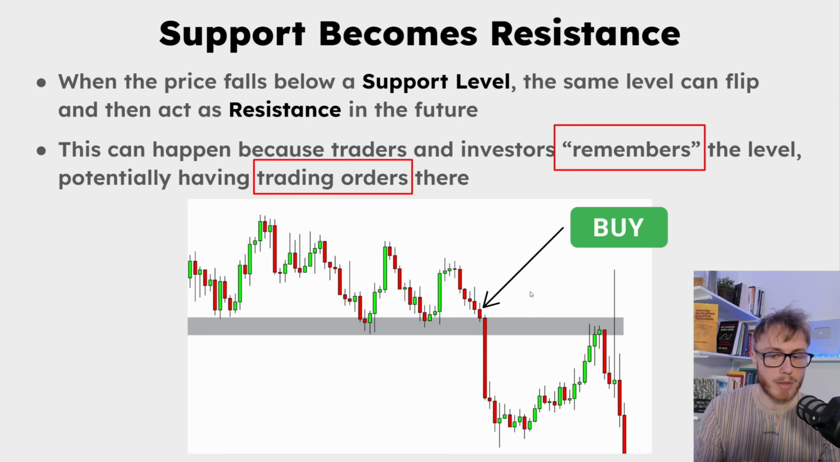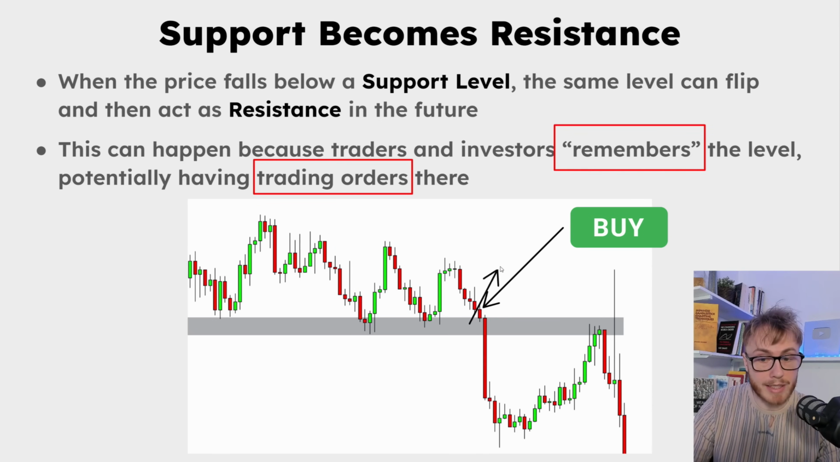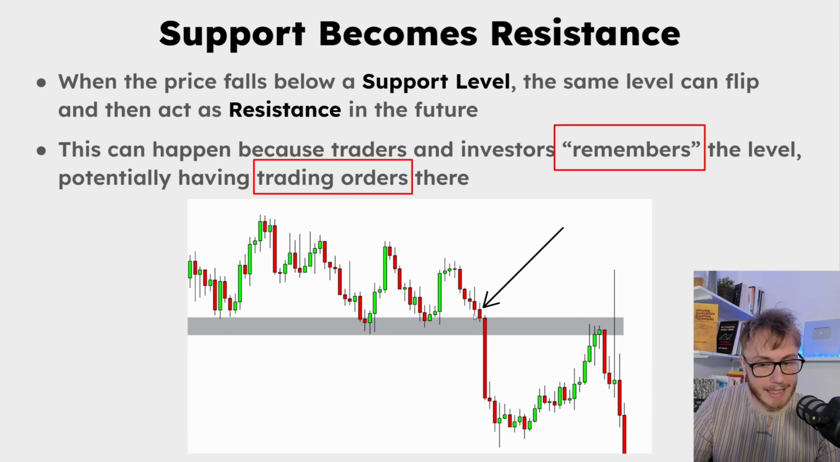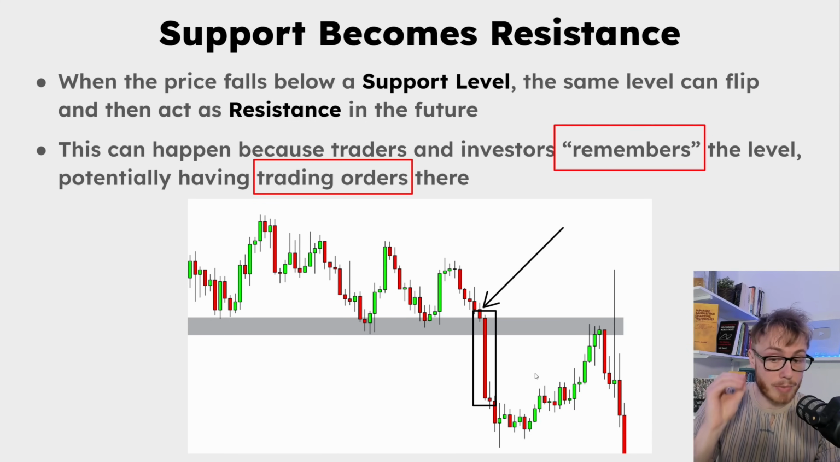So for example, let's imagine that you are a buyer and you bought right here. Why did you buy? Well, you bought because we approached a support level. So you expected a bounce, you expected the price to go up from this point. But unfortunately, the price went completely in the other direction. The price broke the support, and later on in this course we will talk about some signs. We actually saw lots of signs here that a potential breakout was imminent. But let's imagine that you bought right there.